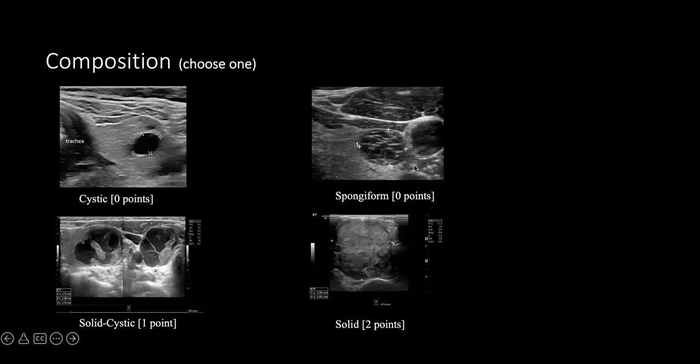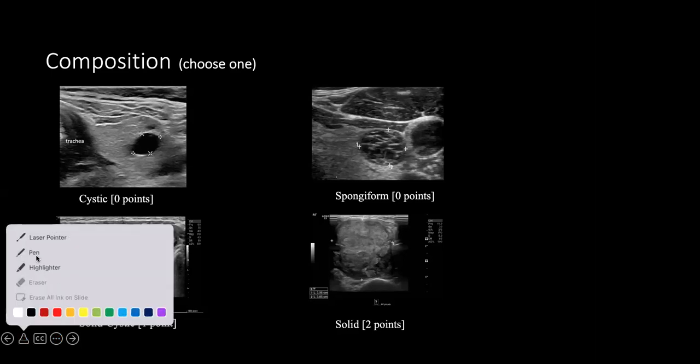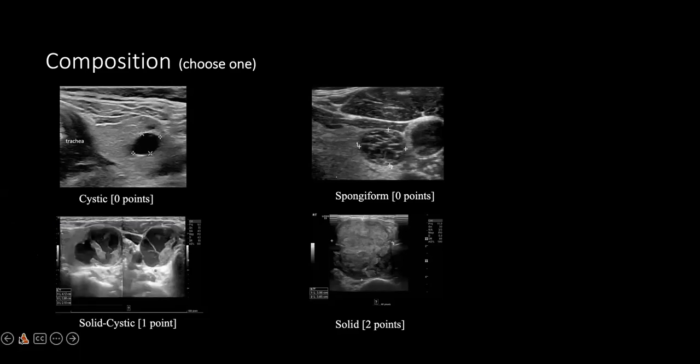Now spongiform, as I told you, more than 50% cystic components with septation. These are also benign. So the spongiform is like more than 50% cystic component, and there are multiple septations. So this is also benign. Nothing needs to be done further.